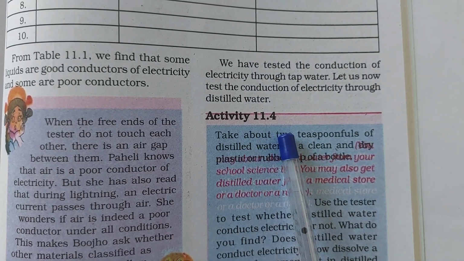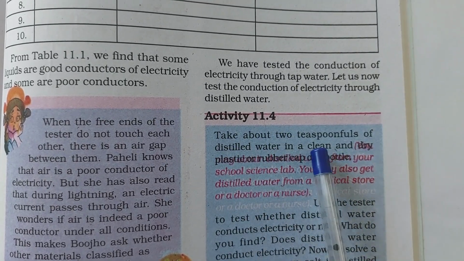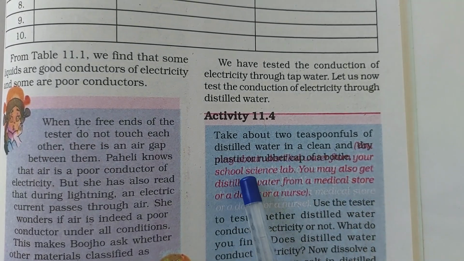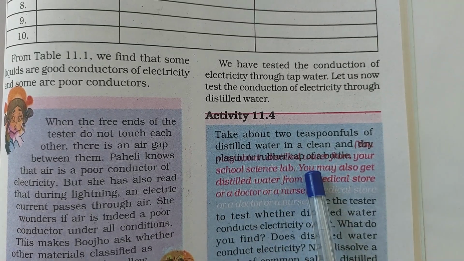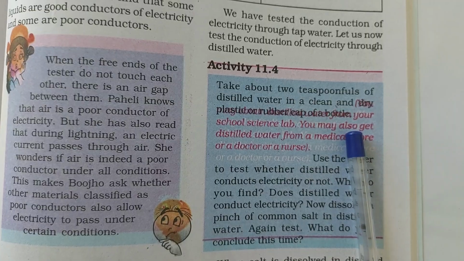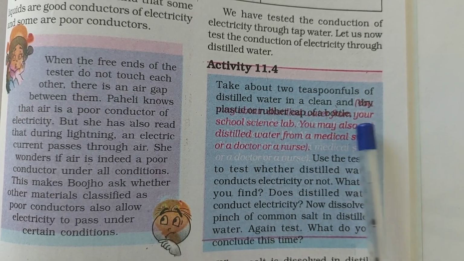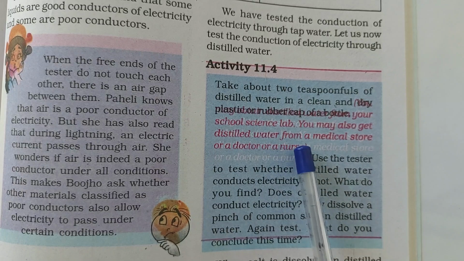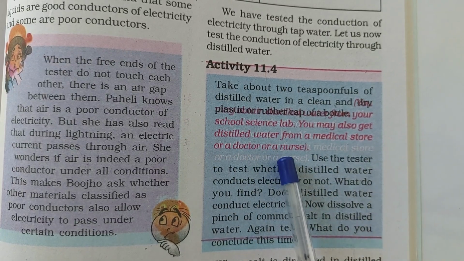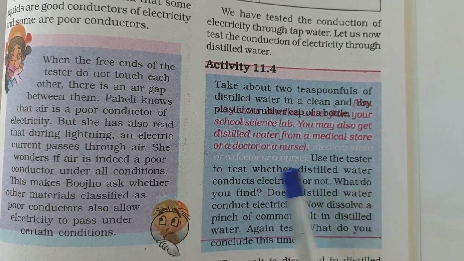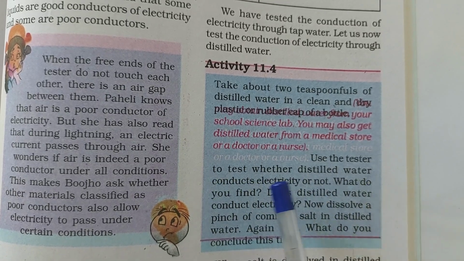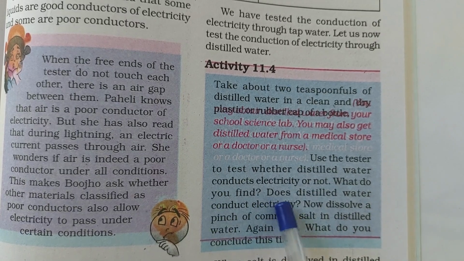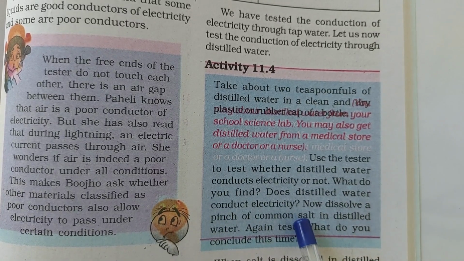Activity 11.4. Take about 2 teaspoonfuls of distilled water in a clean and dry plastic or rubber cap of a bottle. You can get distilled water from your school science lab. You may also get distilled water from a medical store or a doctor or a nurse. Use the tester to test whether distilled water conducts electricity or not. What do you find? Does distilled water conduct electricity?